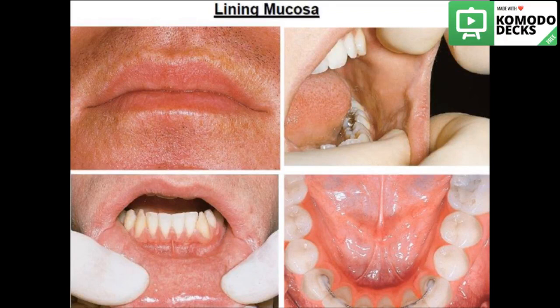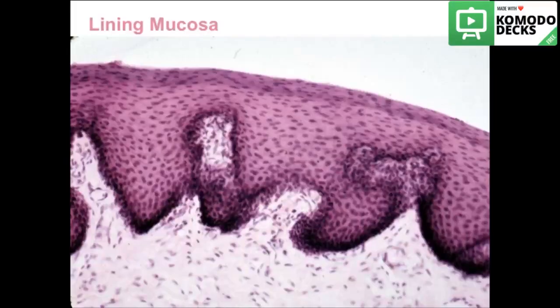The lining mucosa are areas subjected to high levels of distension and compression. It covers the lip, the labial mucosa, the buccal mucosa, and floor of the mouth, as well as the ventral surface of the tongue and soft palate.